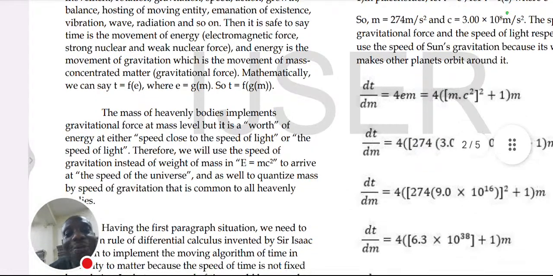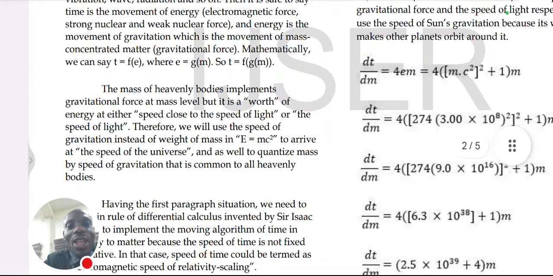Mathematically, we can say T is the function of E, which is energy, where E is the gravitational function of mass, M. So T equals a function of the gravitational function of mass. Okay, so you can see that. And this is the reason we could have mass accumulation or mass convergence in that region of time trajectory.